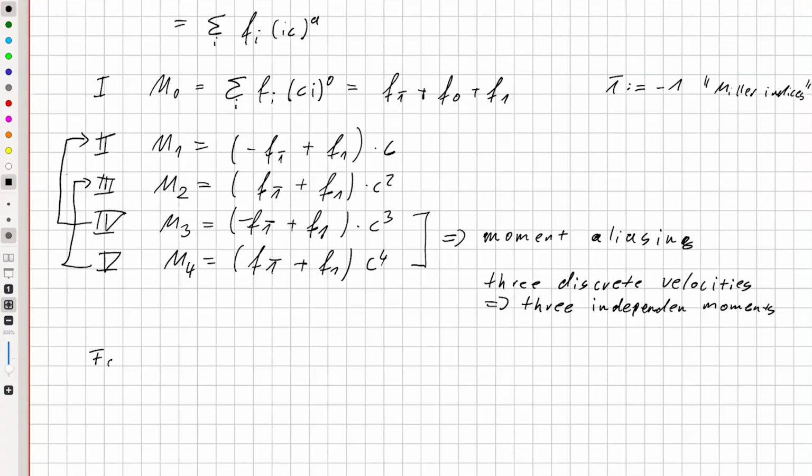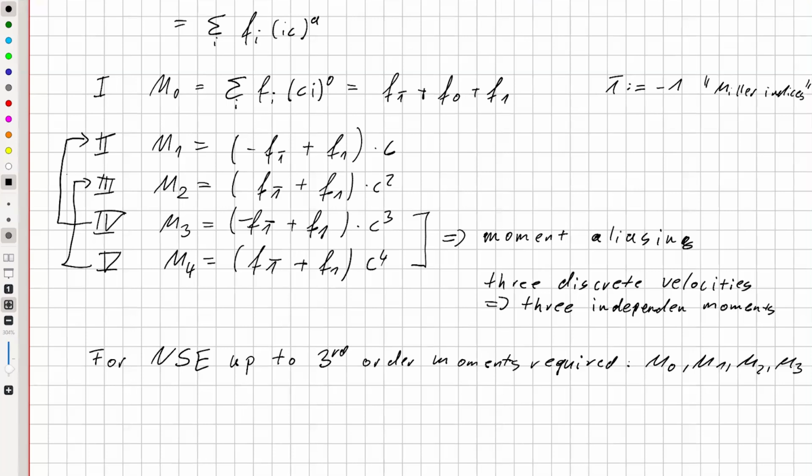Yeah, and we have seen through the hard work that we did yesterday that for the Navier-Stokes equation, we need up to third order moments. So what we needed is M0, M1, M2, and M3, which is, of course, 4 different moments.